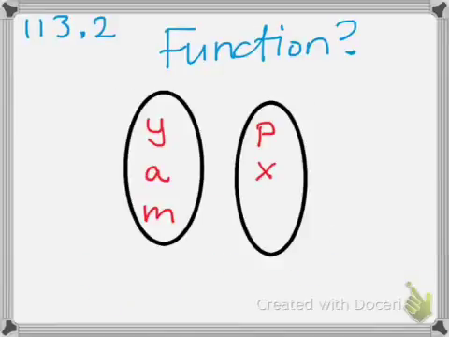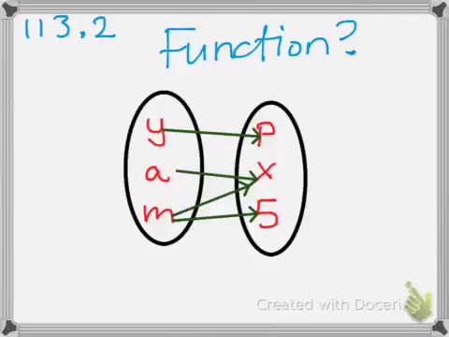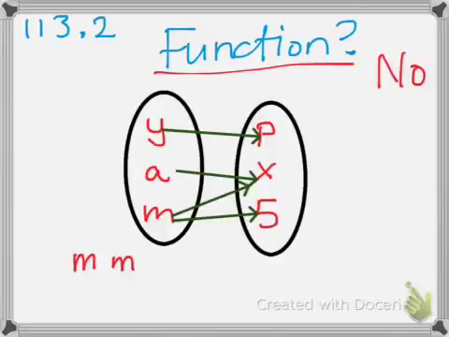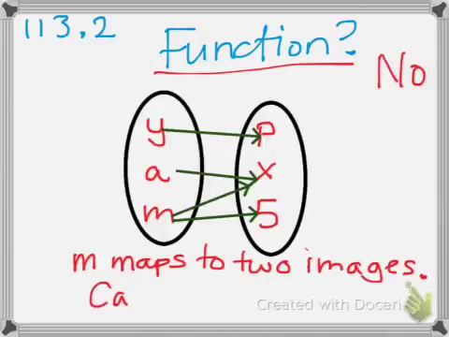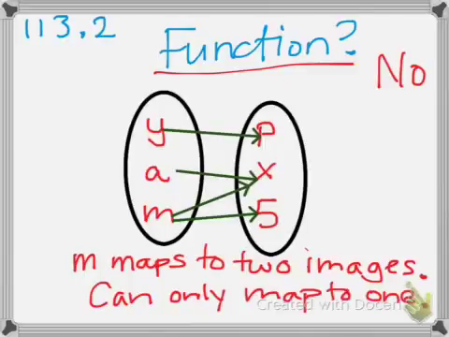Okay, is this a function? If we plug in y, we get p out. If we plug in a, we get x out. If we plug in m, we can either get x or 5 out. So is that a function? No. M is mapping to more than one image. You can only map to one image. So since M is mapping to more than one image, it is not a function.